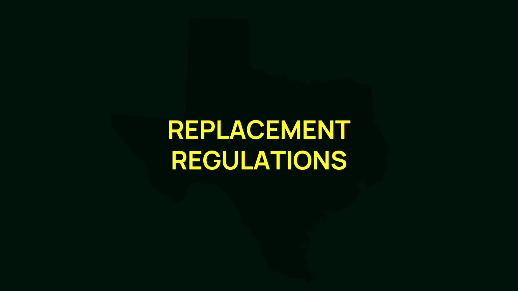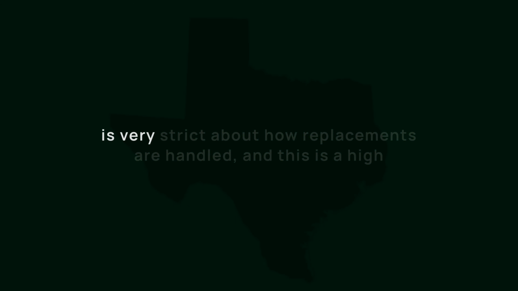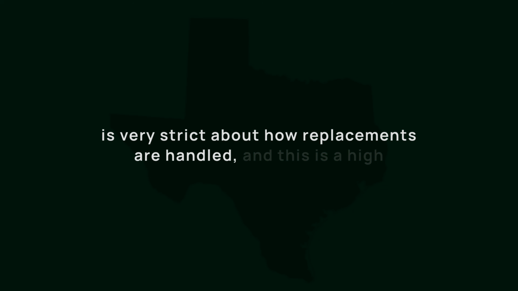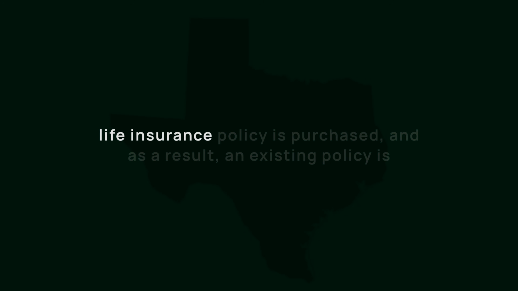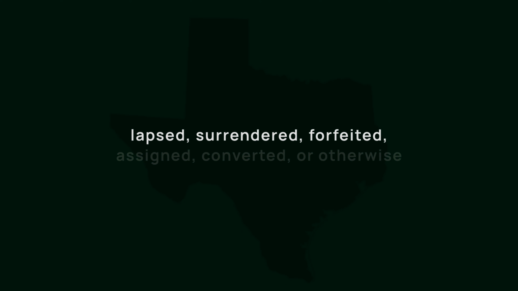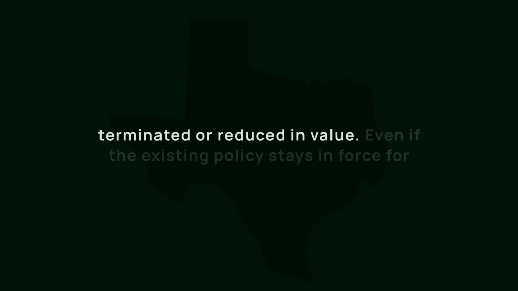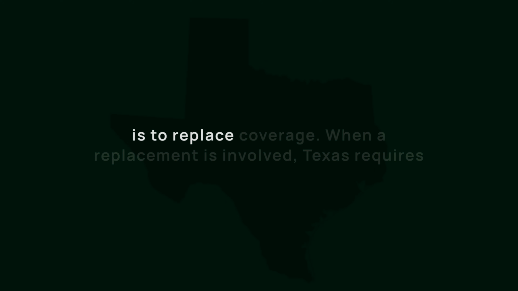Replacement regulations. Now let's talk about policy replacement, because Texas is very strict about how replacements are handled, and this is a high-probability exam topic. Under Texas law, a replacement occurs when a new life insurance policy is purchased, and, as a result, an existing policy is lapsed, surrendered, forfeited, assigned, converted, or otherwise terminated or reduced in value. Even if the existing policy stays in force for a short time, it can still be considered a replacement if the intent is to replace coverage.